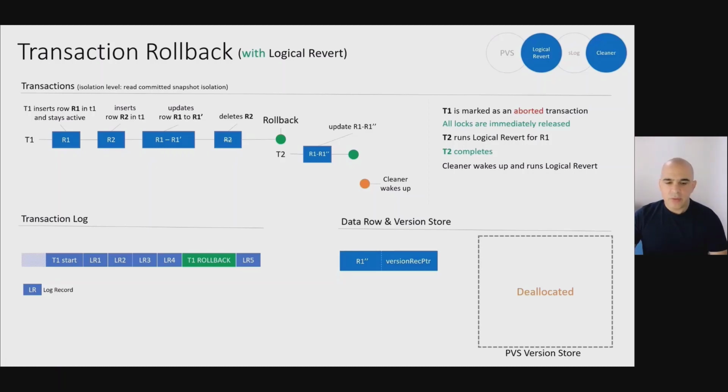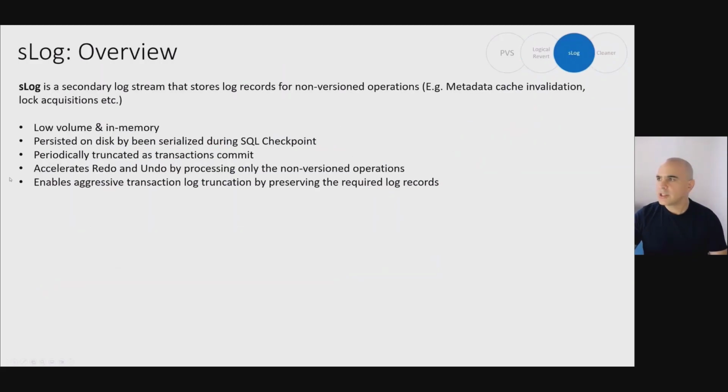And finally, the third component, if you remember, of ADR is slog. Slog is a secondary log stream that stores log records for non-version operations, like metadata cache invalidation and lock acquisitions. It's low volume because we don't have a lot of records like that, and it's stored in memory. We make sure that we persist on disk by being serialized during the SQL checkpoint. Periodically, we truncate it as transactions commit.